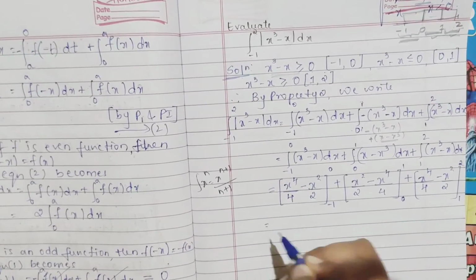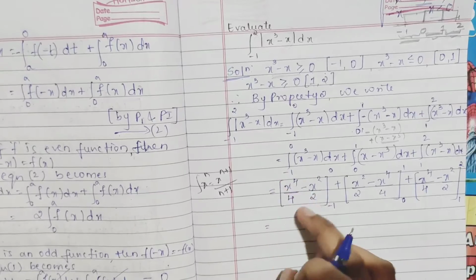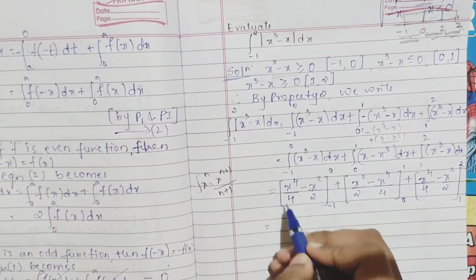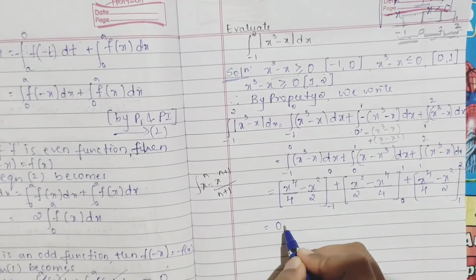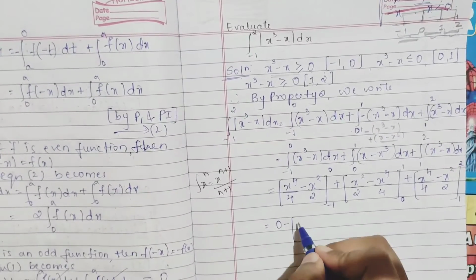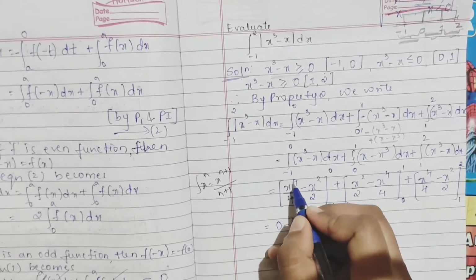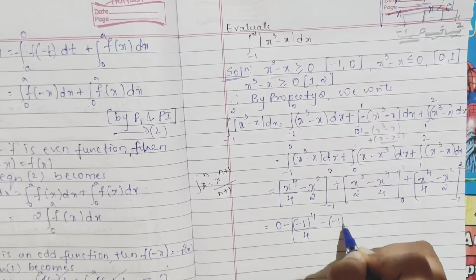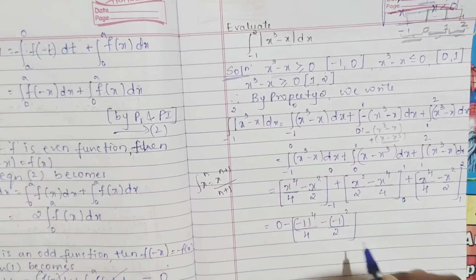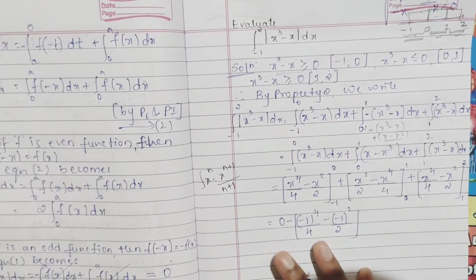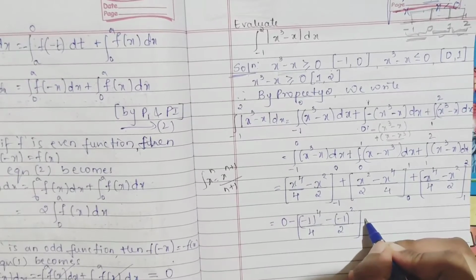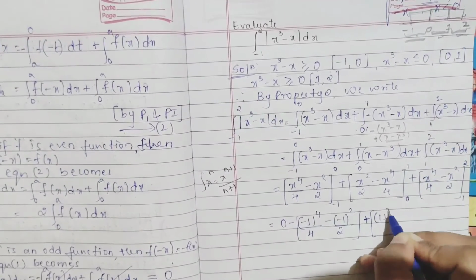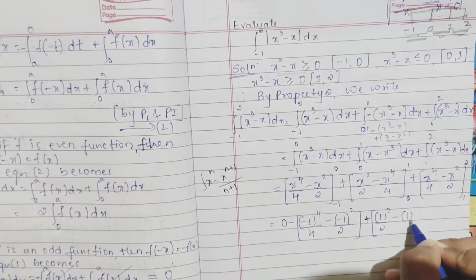So now applying the integral, upper limit minus lower limit. See, what is your upper limit here? 0. Whatever you do, you will get 0 only. Minus, now applying the lower limit. So the lower limit is minus 1 raised to 4 divided by 4 minus of minus 1 square divided by 2. Right now I am writing it as it is only. Plus, now here the upper limit is 1, so 1 square divided by 2 minus 1 raised to 4 divided by 4.